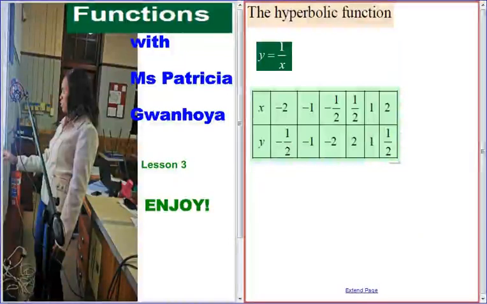Welcome, dear students. We're going to do our functions today, and this is our lesson 3, where we are talking about the hyperbolic function. So I hope you're going to enjoy this lesson right here.